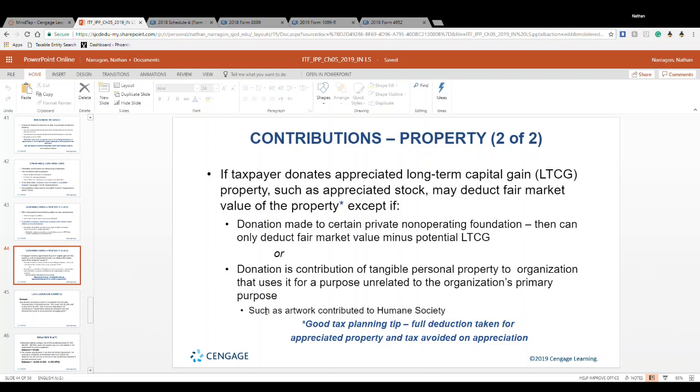Okay, so good tax planning tip. Yay, we love it when they do this. Full deduction taken for appreciated property and tax avoided on appreciation right here. So we may get to deduct again on that as long as it doesn't fall under one of these exceptions.